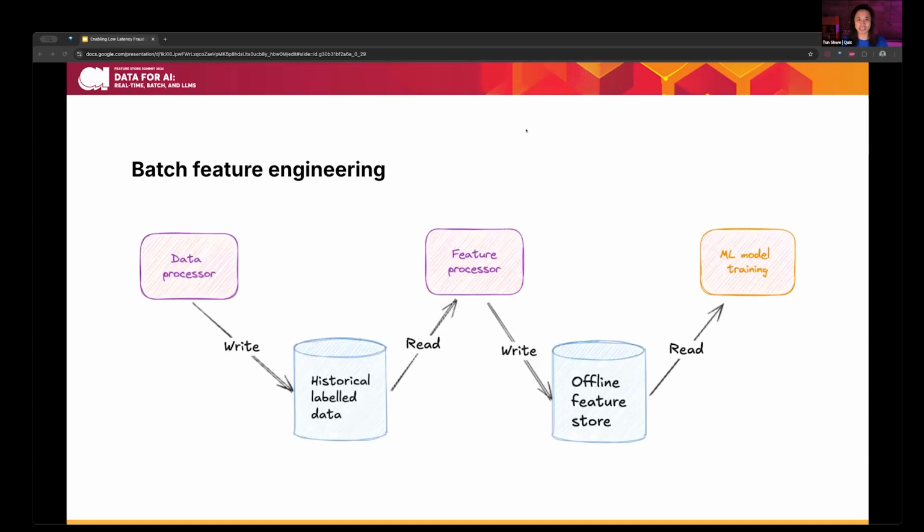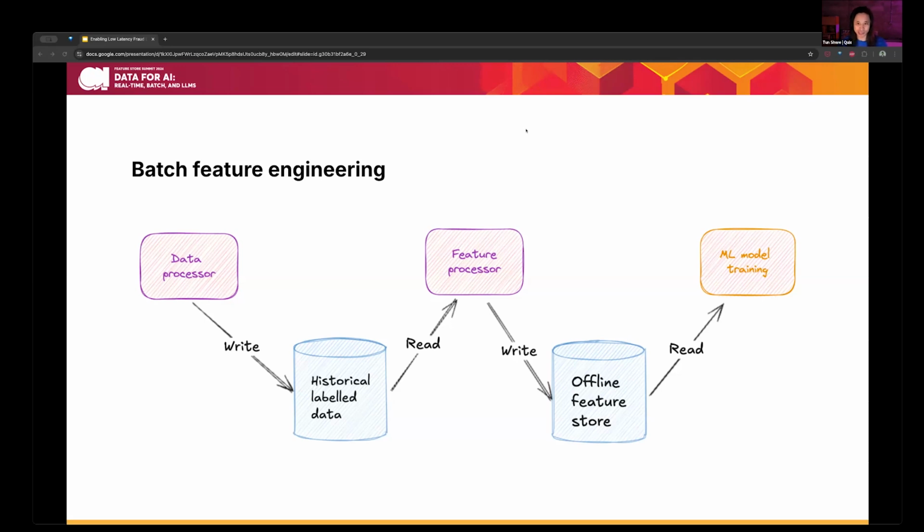Let's first understand the traditional type of feature engineering, which is batch feature engineering. You have data in this pipeline that is processed and written as historical labeled data to a data store. This is read by a feature processor to extract and compute features, and it's written to an offline feature store. These are optimized for high volumes of data, and this is what's needed for model training. You need lots of data.